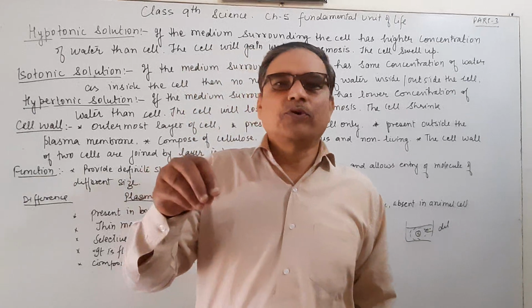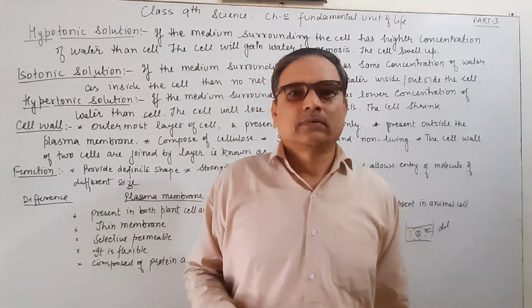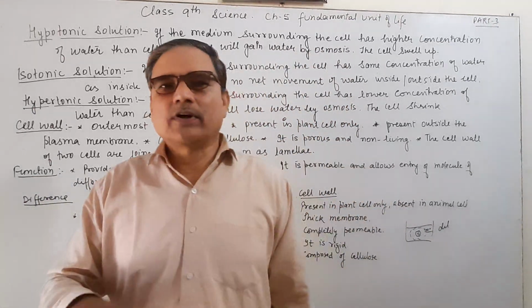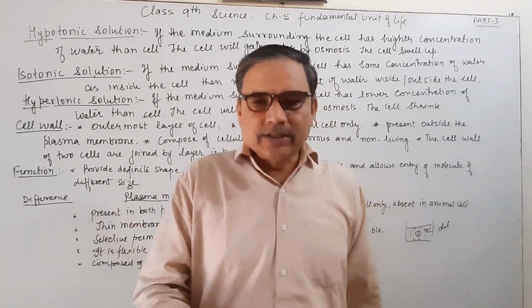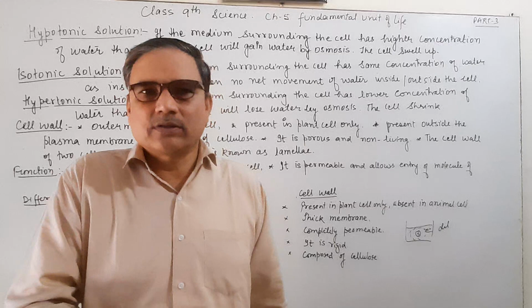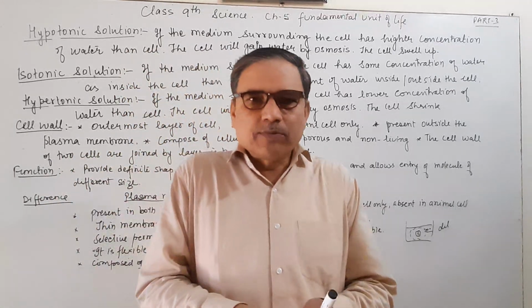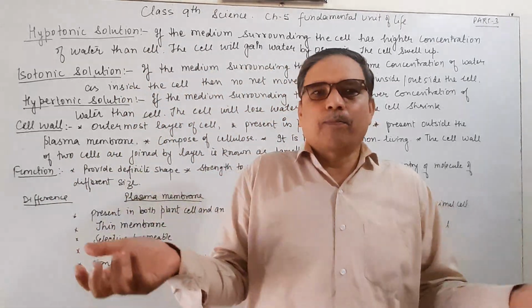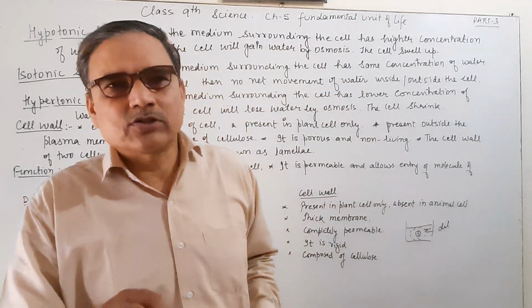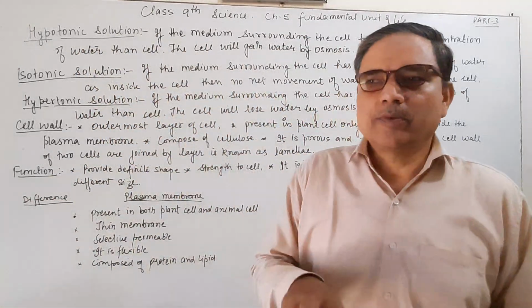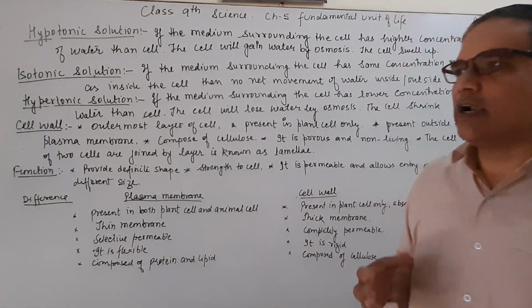For example, if you put dry raisins in water, then after some time, 2 hours, 3 hours, 4 hours, the raisins, known as kismis, gain water, absorb water and swell up. This is an example of a hypotonic solution. It means the cell gains water and swells up.